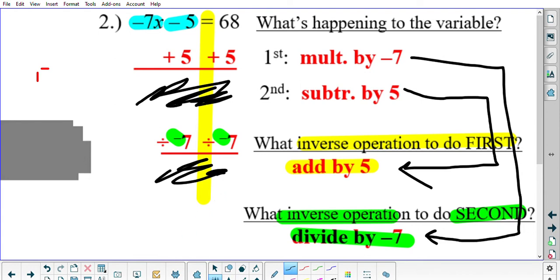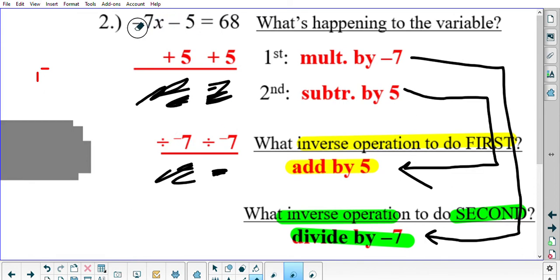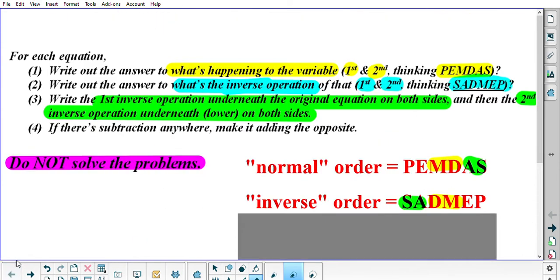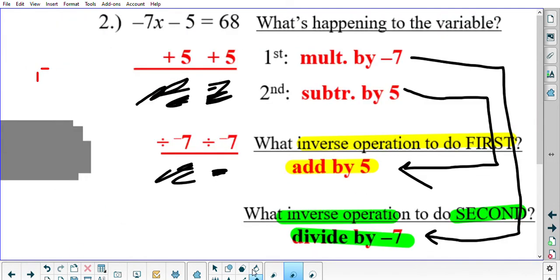There is a part to the directions that I totally forgot to do. Let me get rid of all this unnecessary highlighting. Remember, there's a fourth part to the directions where we make any place where we see subtraction become adding the opposite. Where do we have subtraction? The +5s are not subtraction. But on the original problem, we had -7x minus 5. So that's where you would make subtraction, adding the opposite.